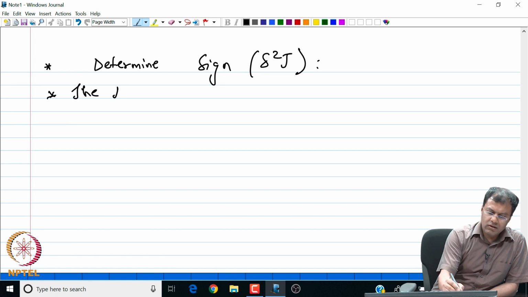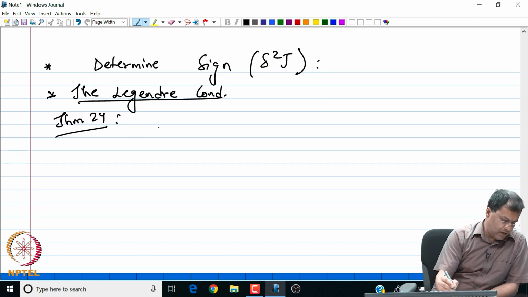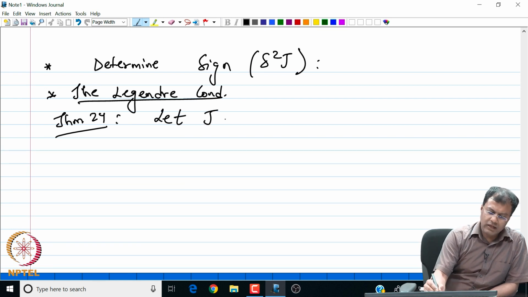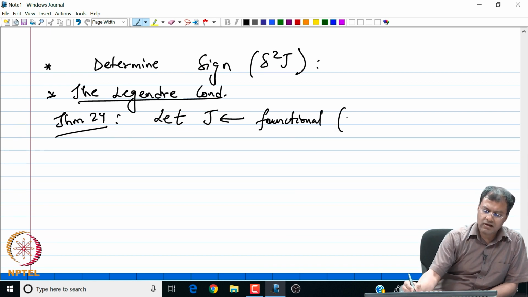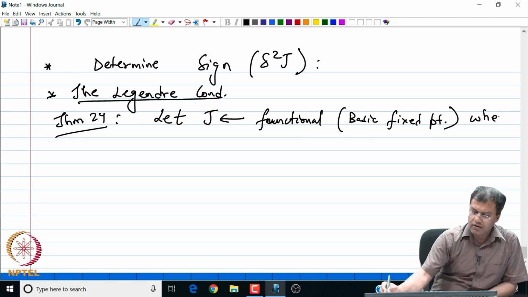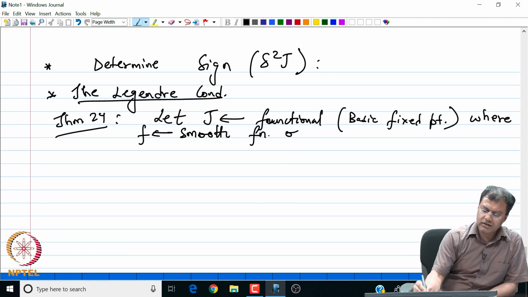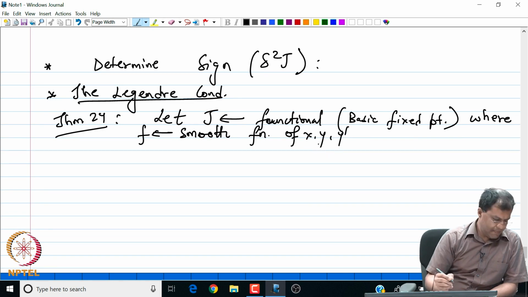So, the Legendre condition says the following, in the form of a theorem. Let us assume that j is my functional, the basic fixed point functional that we have begun with, and where my integrand f is a smooth function. When I say smooth, this is continuously differentiable up to second order function of x, y and y prime.